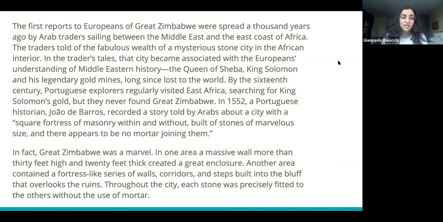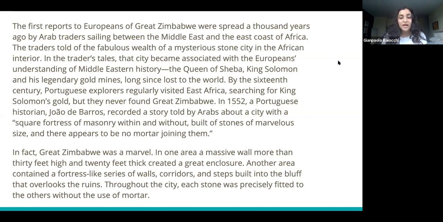By the 16th century, Portuguese explorers regularly visited Africa, searching for King Solomon's gold, but they never found Great Zimbabwe. In 1552, a Portuguese historian, João de Barros, recorded a story told by Arabs about a city with a, quote, "square fortress of masonry within and without, built of stones of marvelous size, and there appears to be no mortar adjoining them." In fact, Great Zimbabwe was a marvel.